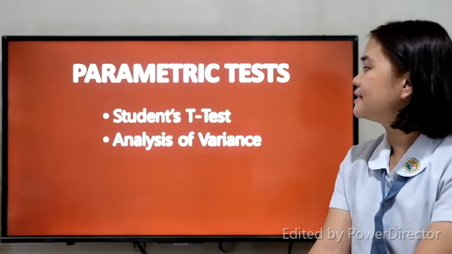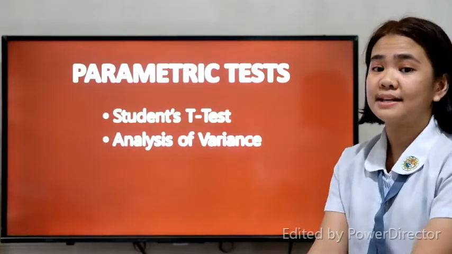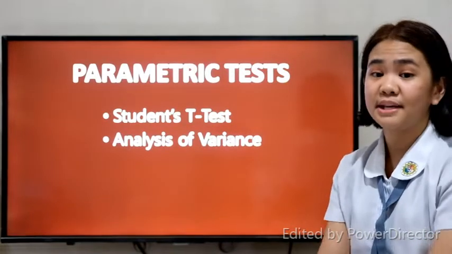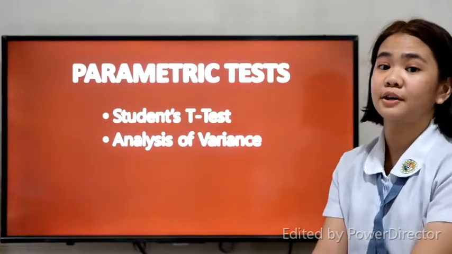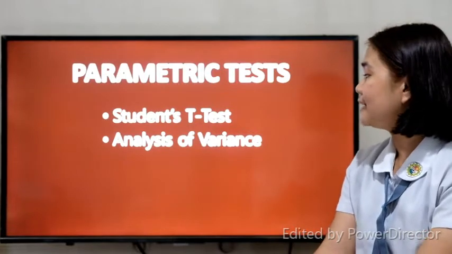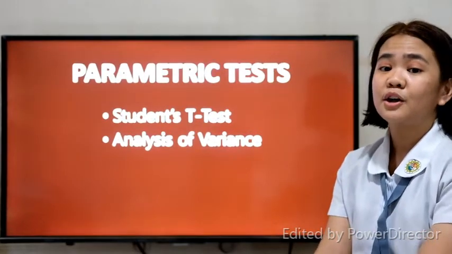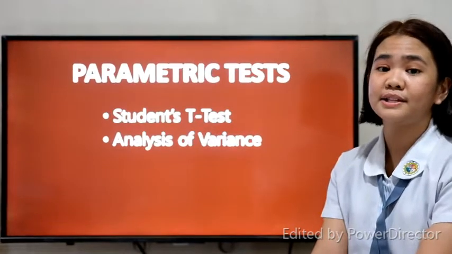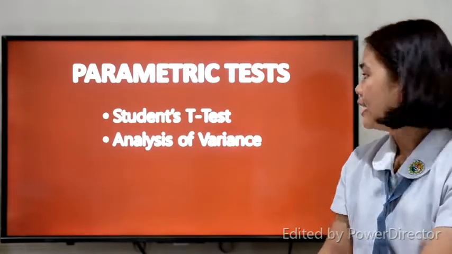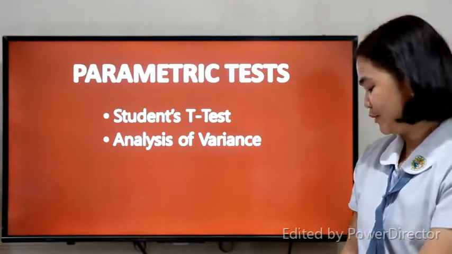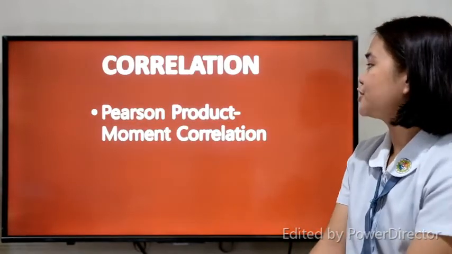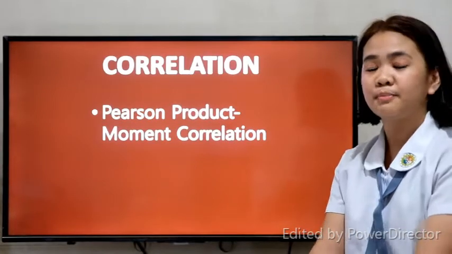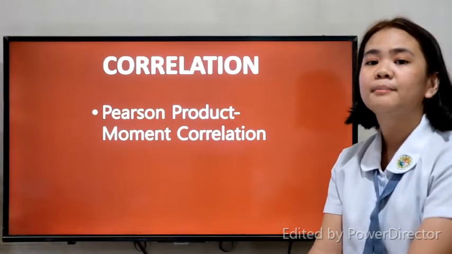The student t-test is used to test the null hypothesis that there is no difference between the means of two groups under different circumstances. The analysis of variance is used to identify if there is any significant difference between the means of two or more groups under observation. Next is the correlation, which here is the Pearson product-moment correlation, which measures the degree of relationship between linearly related variables.